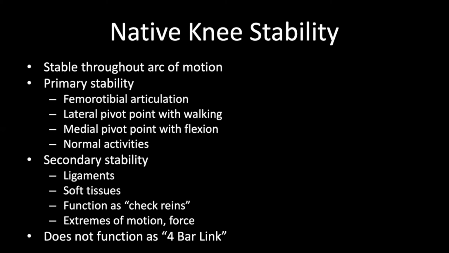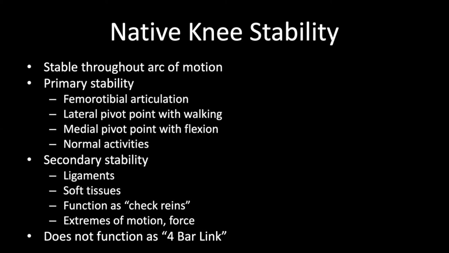The native knee is stable throughout the arc of motion, and primary stability for the majority of our activities comes through the femorotibial articulation, as was just demonstrated. There is a lateral pivot point with walking, while there is a medial pivot point with flexion, as we just saw on these MRIs. Secondary stability comes from the ligaments and soft tissues. These function as check reins and prevent the knee from having instability at extremes of motion or force.